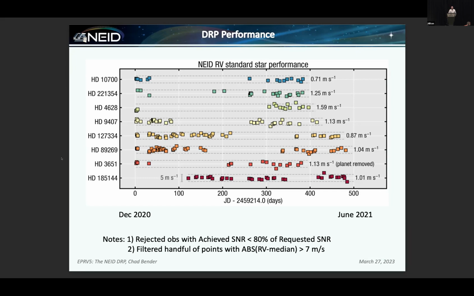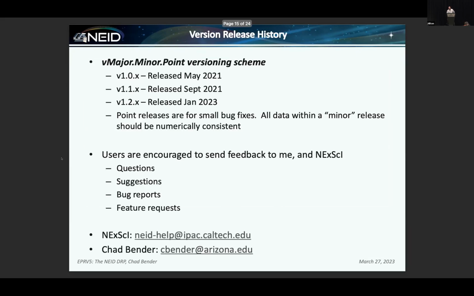We have 2 stars, Tau Ceti and Sigma Draconis, that are at the 70 centimeter per second level. We have not done a lot of cleaning of this data. There's minimal cleaning. It's basically the RVs coming out of the pipeline.